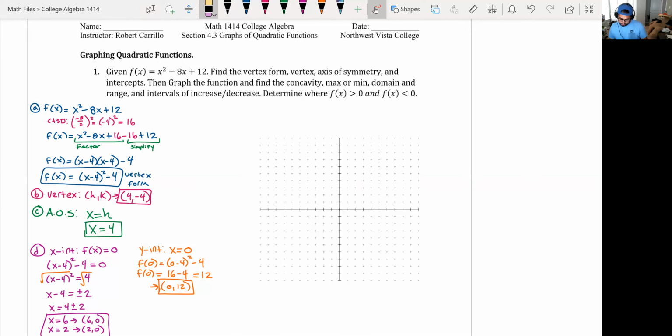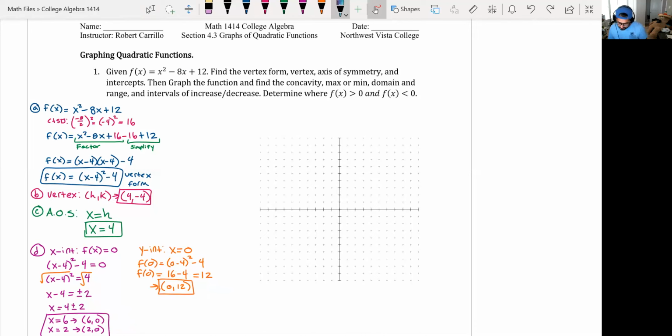Okay, vertex form, vertex, axis of symmetry, intercepts, graph it. All right, let's graph it. Okay. What was I going to say? 3 points are needed to graph a parabola. One of the main points that we need is the vertex. And then another point can be the y-intercept, and then the other point can be the x-intercept. As long as I have 3 points, a point to the left of the vertex and a point to the right of the vertex, we can graph our parabola. 3 points are needed. Okay.